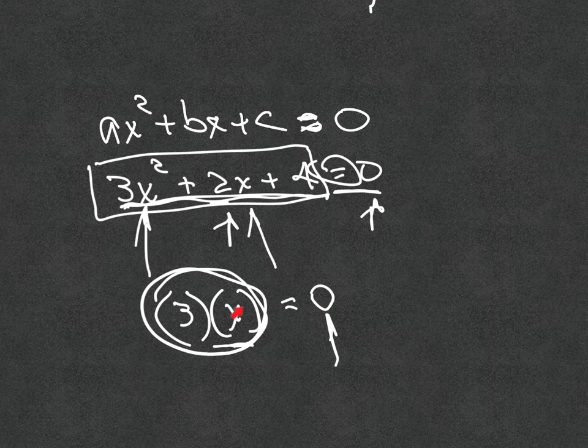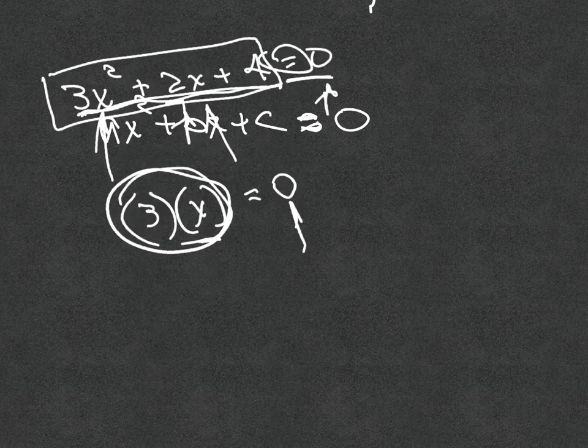Now this is going to be important shortly, so just keep that in the back of your head. When we multiply, let's say, an x and a y together and get 0, which one of these is 0?